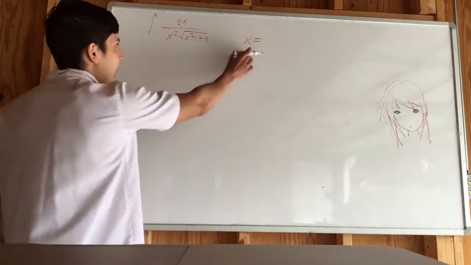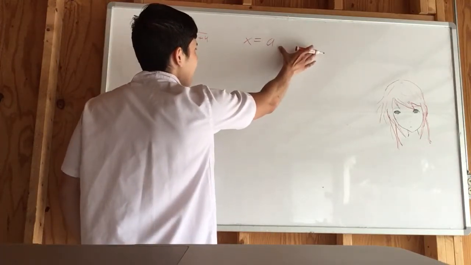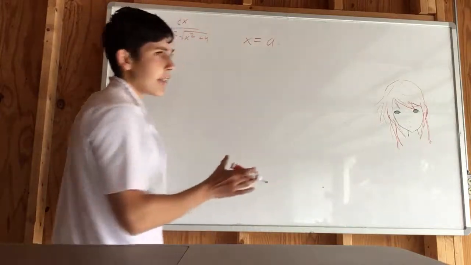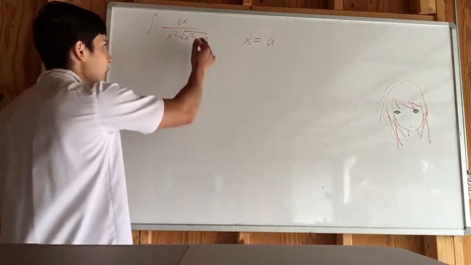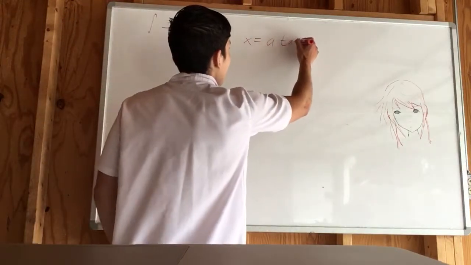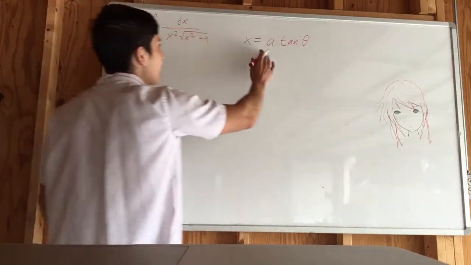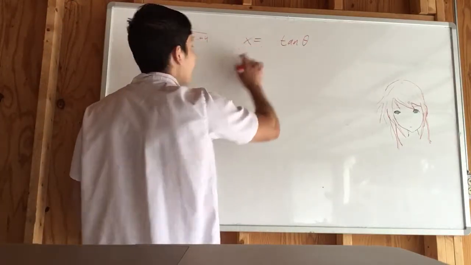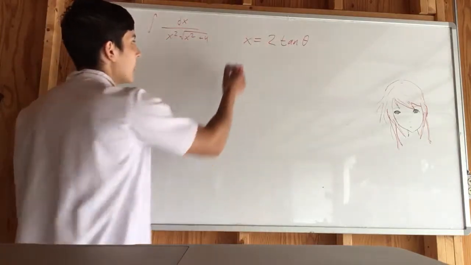With trig sub, we have x equals a, and then we have either tangent of theta, secant of theta, or sine of theta. We're going to let it be tangent of theta because we're adding here. So, tangent of theta. What is a? A is just going to be the square root of whatever we have in here in the number. It's 4, so it's going to be 2.